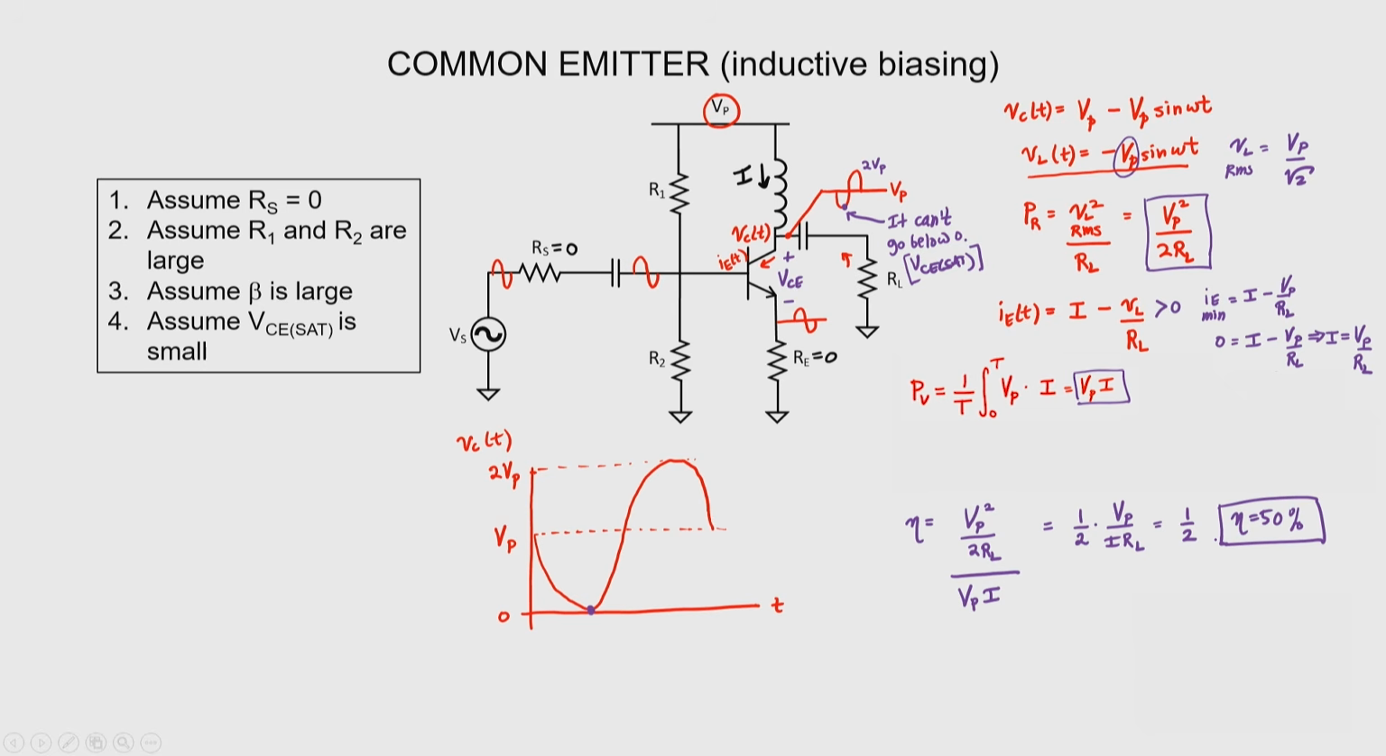Keep in mind that 50% is the maximum possible efficiency. If the gain is a little bit low or the load resistor changes a little bit, then the efficiency would drop because the output voltage amplitude would also fall. It's kind of interesting, isn't it, that the use of an inductor in the biasing network allowed us to double the potential efficiency of our Class A amplifier.